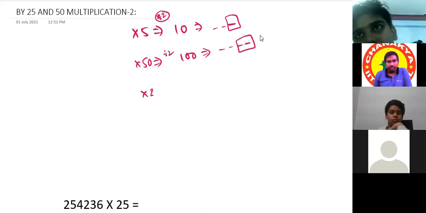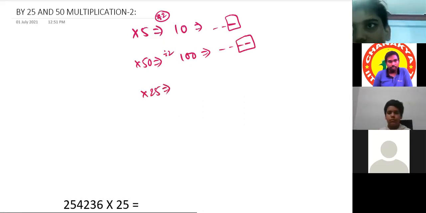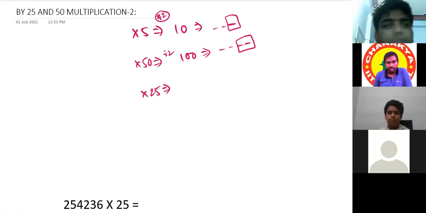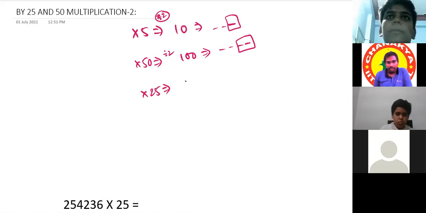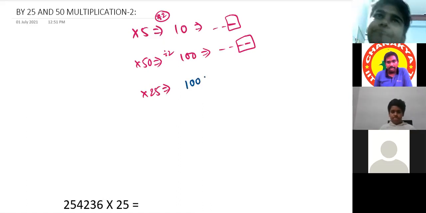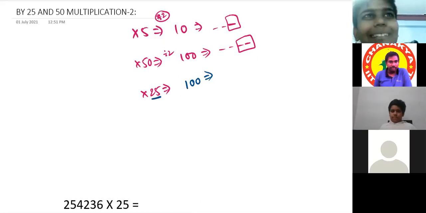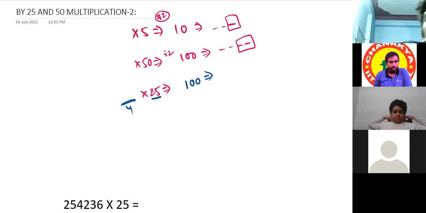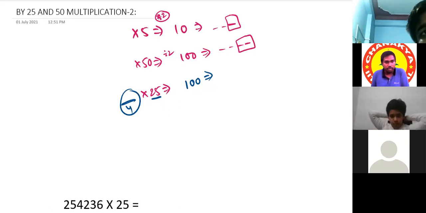And if it is 25, what do we have to do? 100 by 4. Yes, very good. We can make this number 100 by multiplying with 4. Multiplying by 4 means we have to divide the given number by 4, right? You may do it directly, or you may divide it 2 times by 2. Twice half is also okay.